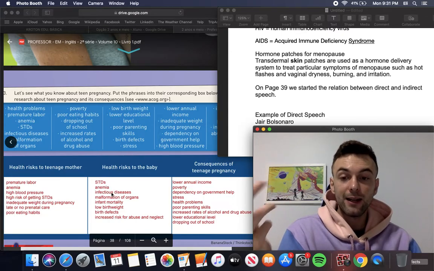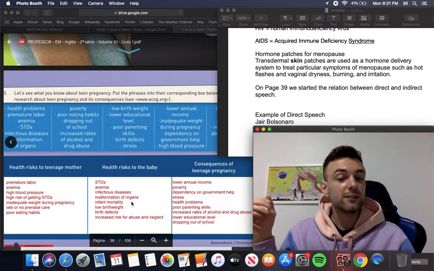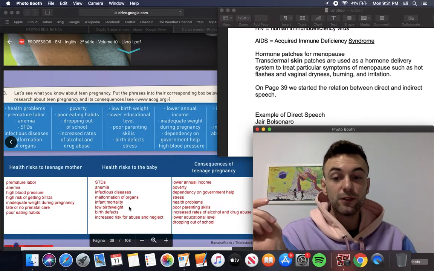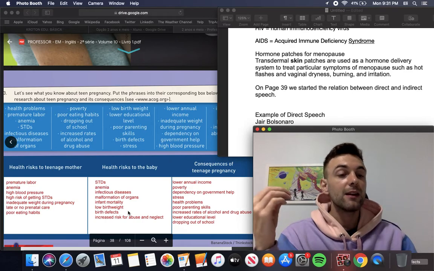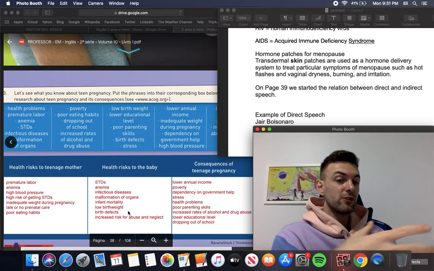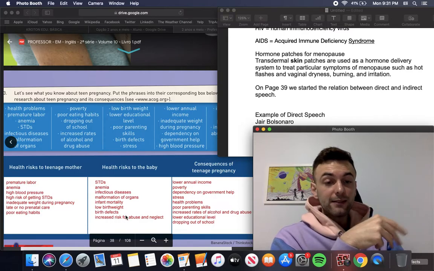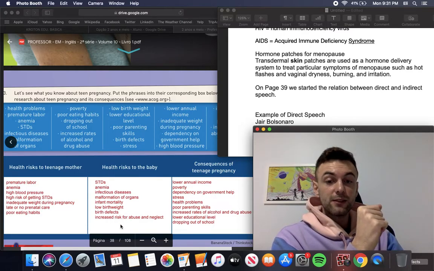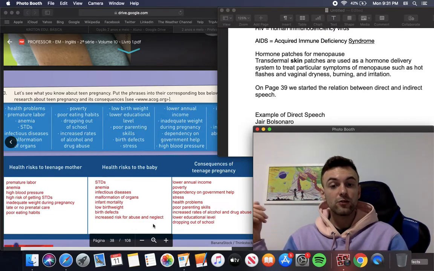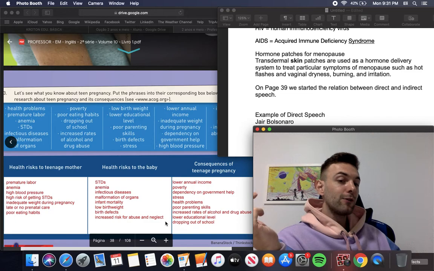STDs, já expliquei, anemia, infectious diseases, doenças infecciosas, malformation of organs, a má formação de órgãos, infant mortality, mortalidade infantil, low birth weight, que é o baixo peso no nascimento, quando o bebê nasce, às vezes o peso é muito baixo, isso também pode ser de risco para ele, and birth defects, defeitos do parto, e increased risk for abuse and neglect, o aumento do risco de abuso e negligência. Negligência como trancar o bebê, às vezes, dentro do carro quente no sol de 40 graus.